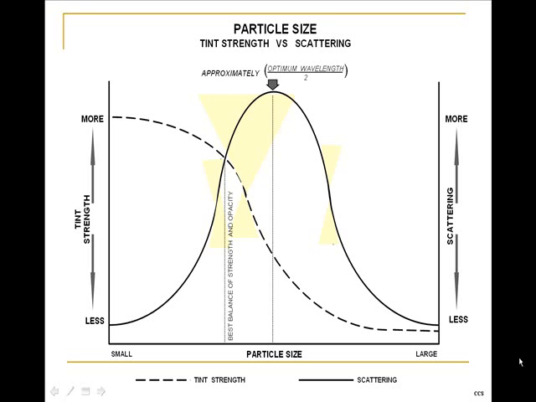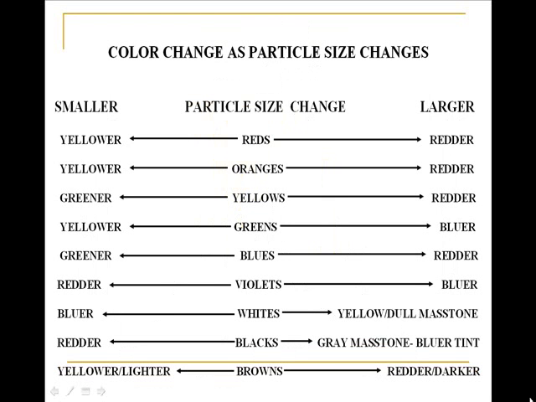And that's the sort of thing the pigment suppliers would do, not so much the compounders, or certainly not the process. One thing about particle size that's important for matching colors is that as the particle size changes, the undertone of the color changes.